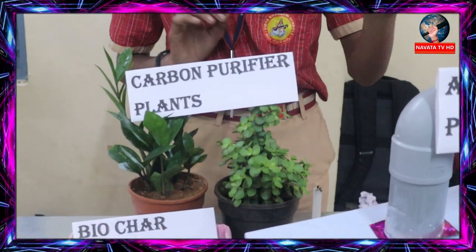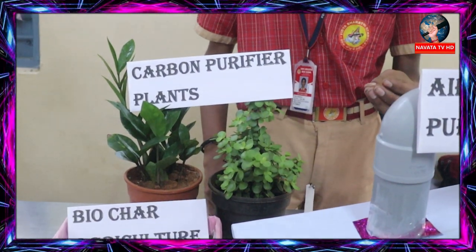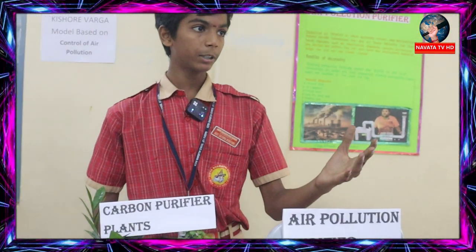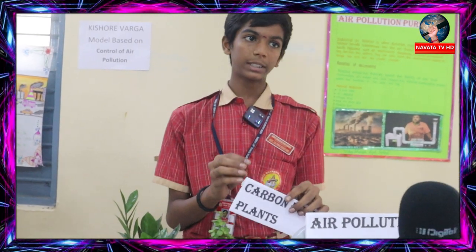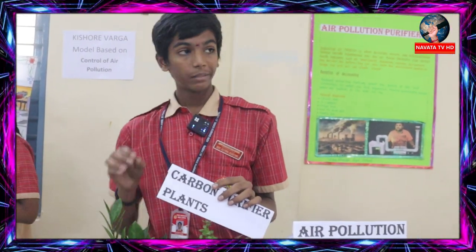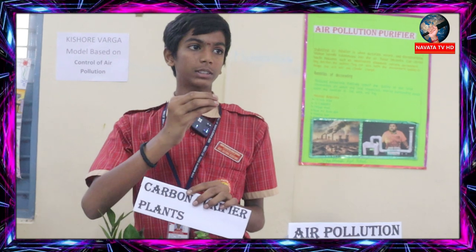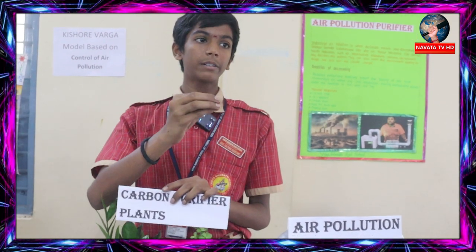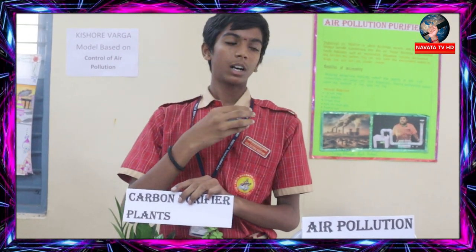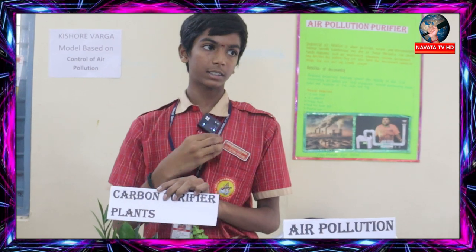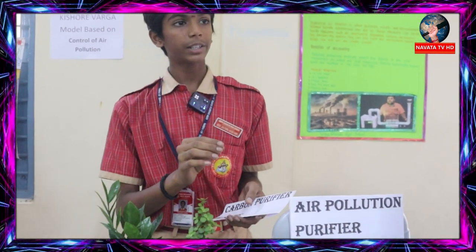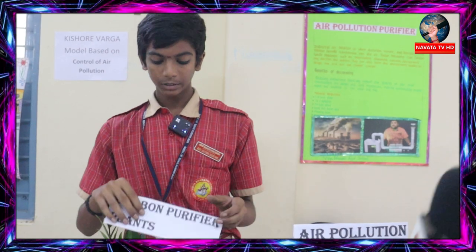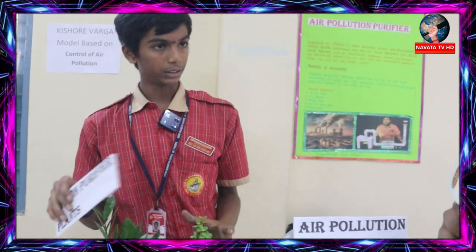We can use these plants in the home. Our newborn babies and old people will be helped by this. In the home, refrigerators and AC will be there now. From them, carbon dioxide will be released. It is harmful to the baby's lungs and old people's lungs. So these plants will purify the carbon dioxide which is released by the AC and TV.